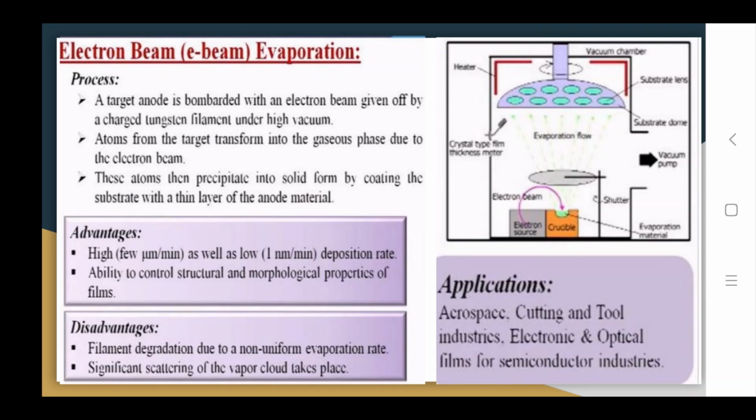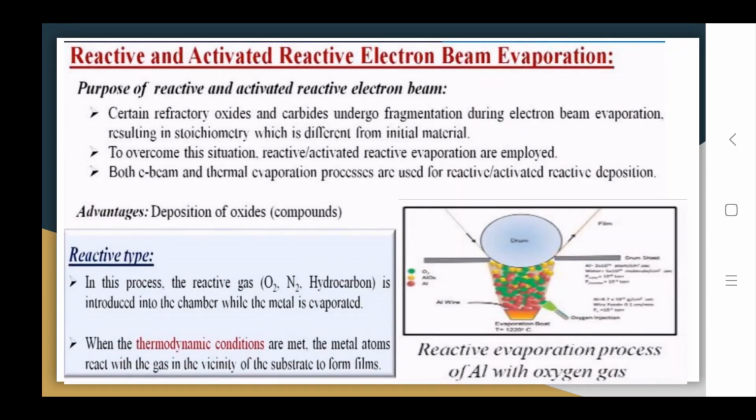Okay, let us move to the next one, called reactive and activated reactive electron beam evaporation. So what is the purpose of reactive and activated reactive electron beam evaporation? Certain refractory oxides and carbides undergo fragmentation during the electron beam evaporation, resulting in a stoichiometry which is different from the initial material. To overcome this situation, reactive and activated reactive operations are employed. Both electron beam and thermal evaporation processes are used for reactive and activated reactive deposition.